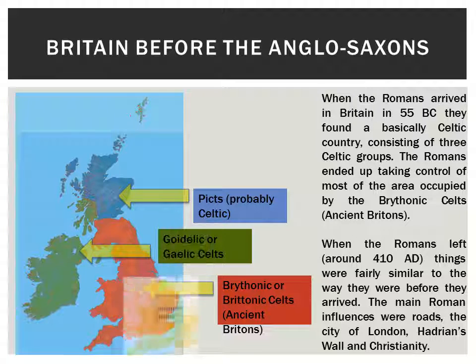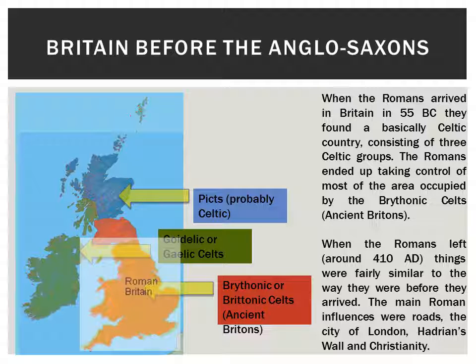So let's move on a little bit and look at the situation there. So you can see Roman Britain just went up to this line across the country here. They built a wall across the country at that point because it was the narrowest point, and that defined what was the Roman area. So you can see that what is now Scotland and what is now Ireland was not part of Roman Britain.